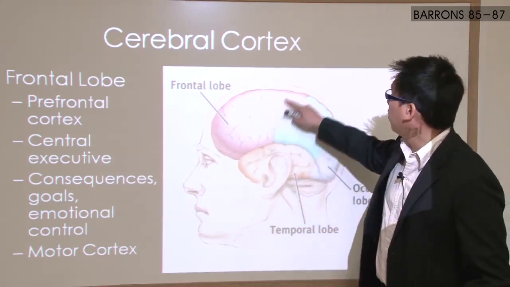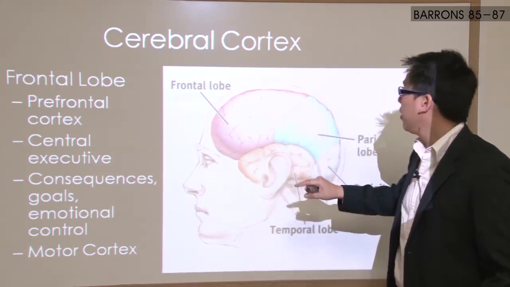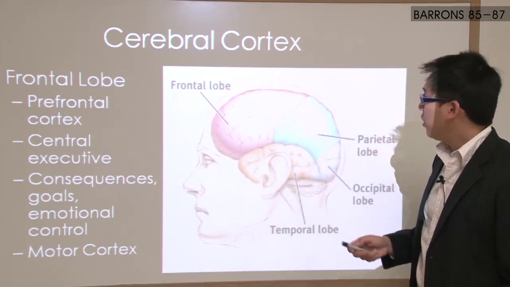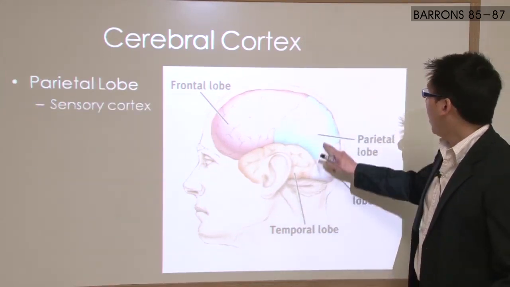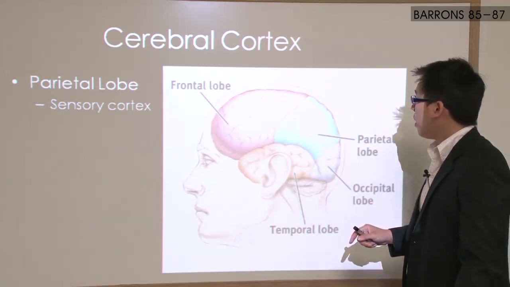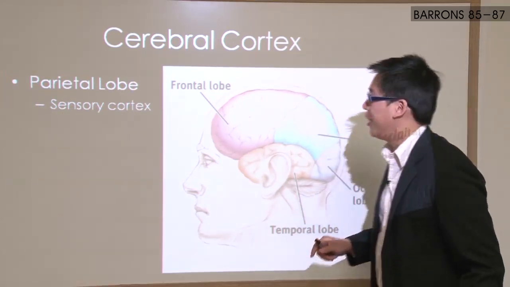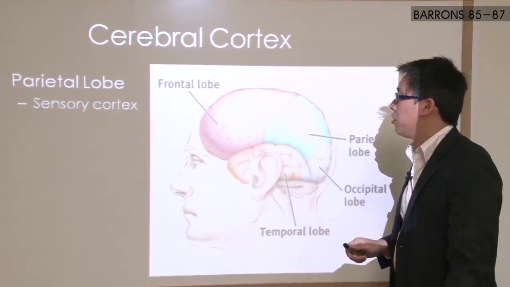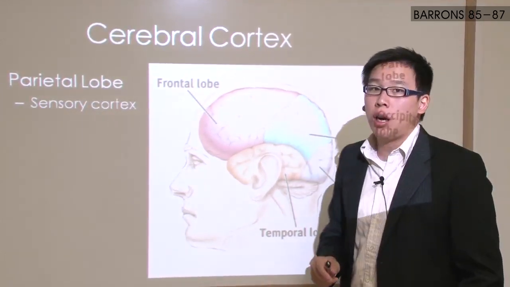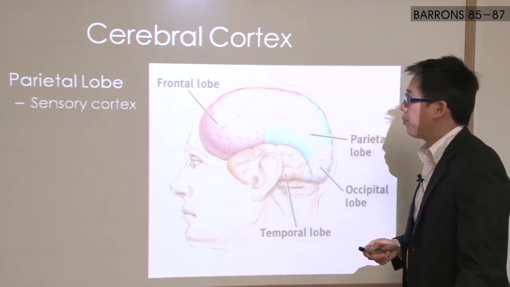Also in the back of the frontal lobe is the motor cortex, right here at the edge of it. It's basically just a slice of it. We're going to talk about that more later. Right behind it is the parietal lobe. Parietal means somewhere in the middle and back. And up here in the front strip is what we call the sensory cortex. That part controls our senses. We'll talk about that more later.